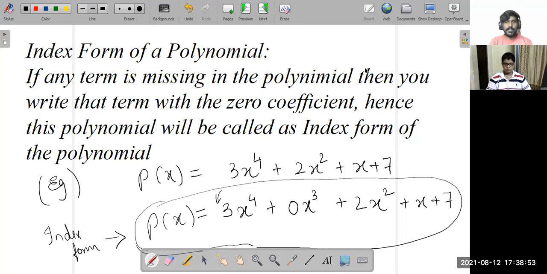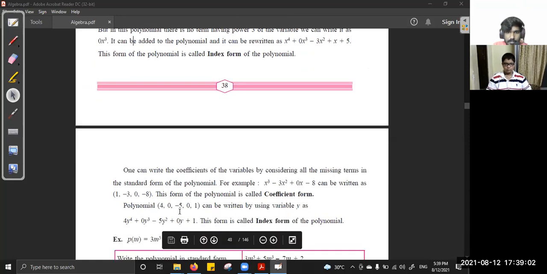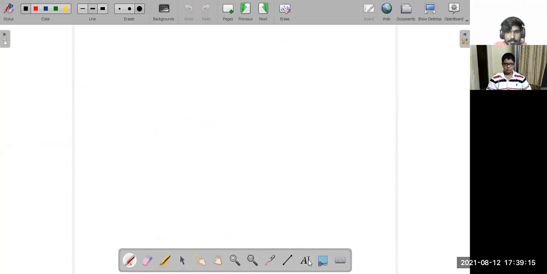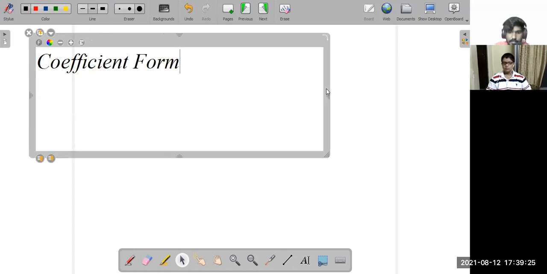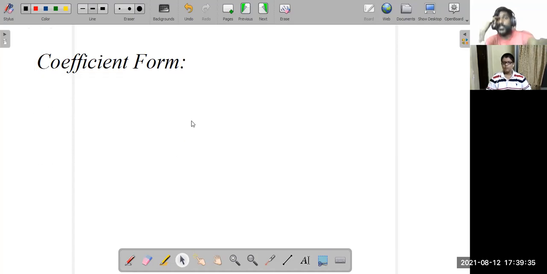Okay, and now we have the third and the last form, that is the coefficient form. Now, as the name says, coefficient form, what you do is you just have to pick up all the coefficients from the polynomial and just write the coefficients.